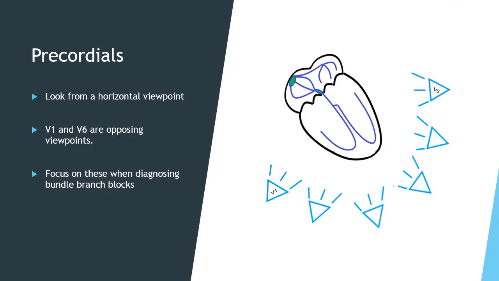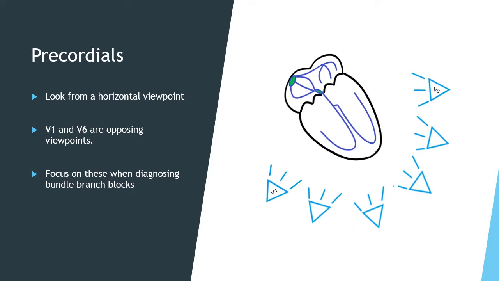And here's an illustration of kind of what you're looking at with the precordials. Now, as a reminder, and I have videos on the basics of ECGs and where all the different leads look at and what's normal, and I recommend you look at those when you get an opportunity. But as a quick reminder, the precordial leads look from a horizontal viewpoint, so that's in contrast to the hexaxial leads, which look from a vertical standpoint, and I talked about that when discussing cardiac axis.